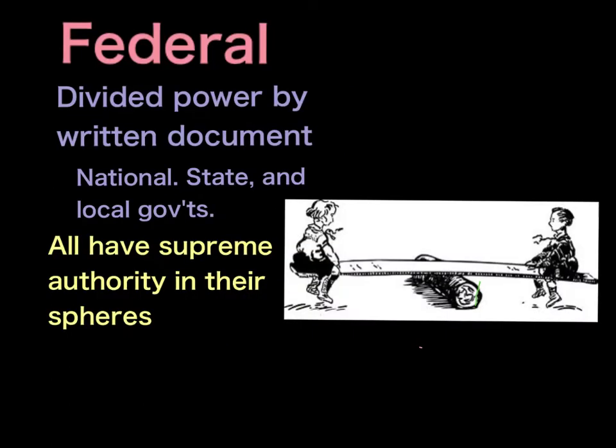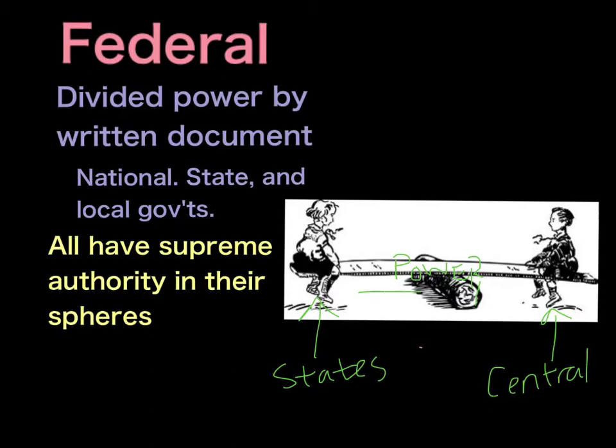A federal system, a system like that in the United States, lies between the unitary and confederal forms of government. Power is divided by a written document, such as a constitution. There are national, state, and local governments, each having their own supreme authority in their own spheres. So if we look at the teeter-totter analogy in the United States, the teeter-totter itself represents power. The states have somewhat equal or even greater power than the central or national government.